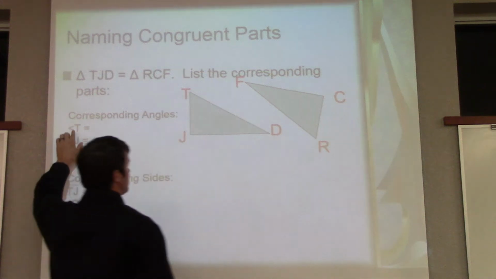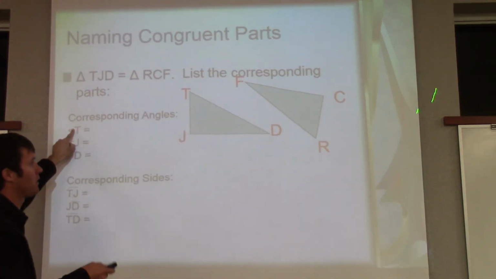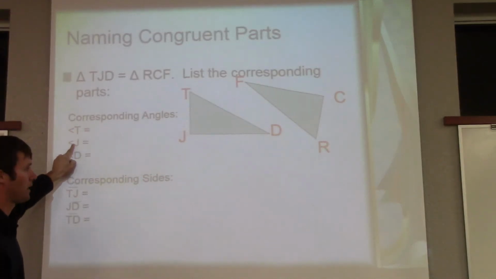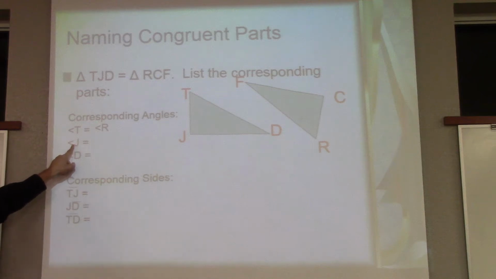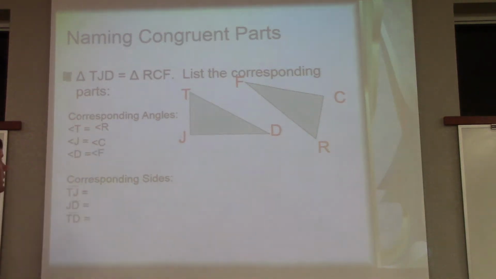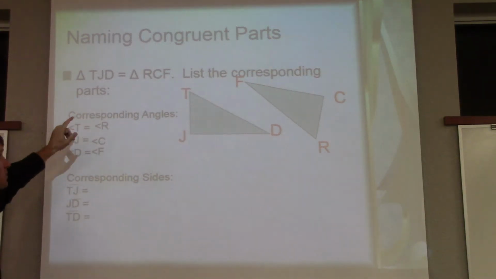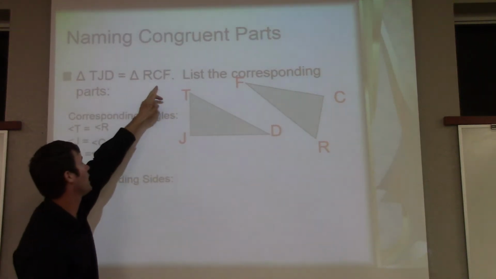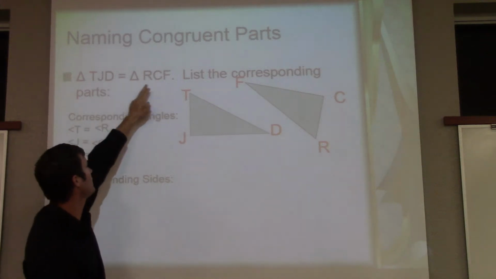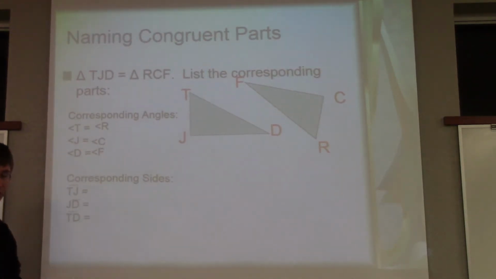So we'd say angle T is equal to what angle over here? Well, it will equal angle R. Angle J, right here, should equal R, oops, there we go, should equal C. And then lastly, D should equal F over there. One way to check: T and R are in the same position, J and C are in the same position, D and F are in the same position. So that's another way you can state they're equal.